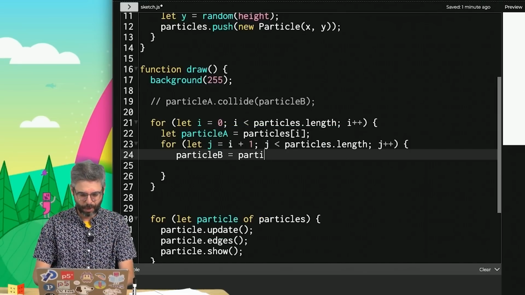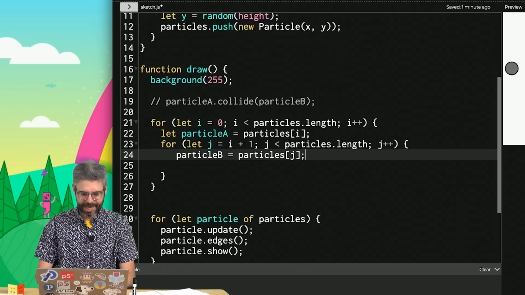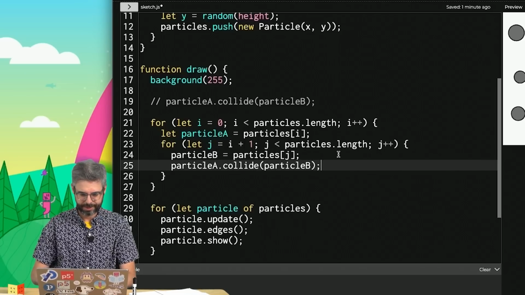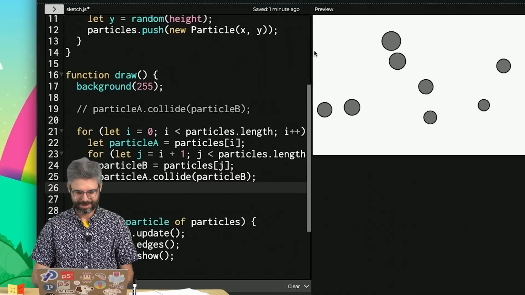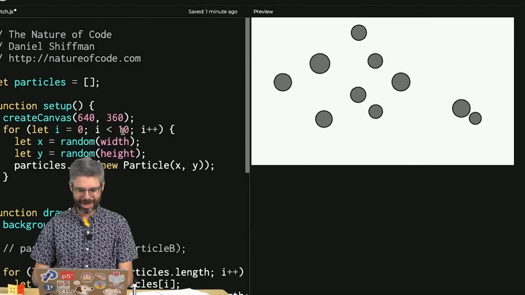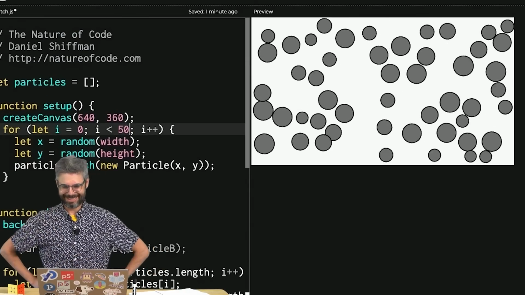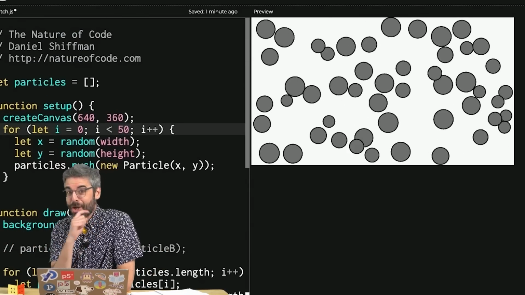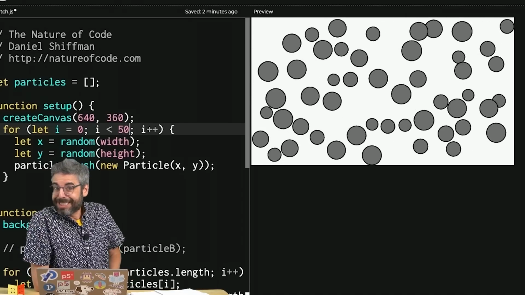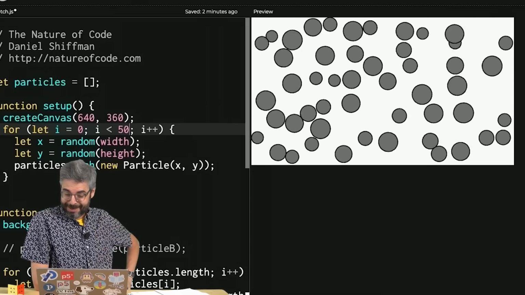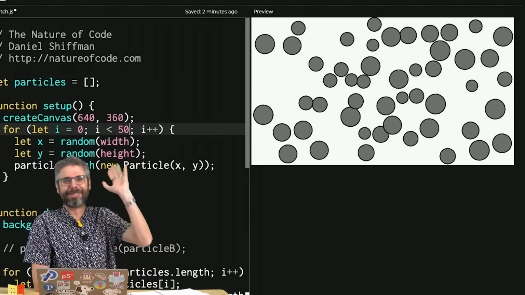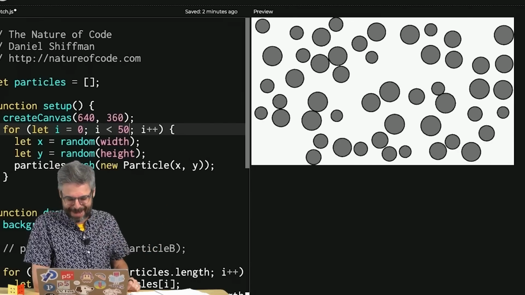Particle B is particles index J, and then I can say particle A collide particle B. Here we go. I love it already. Let's make a lot more. And there you have it. Coding challenge complete. So I'm curious to see what you might do with this. I don't have any ideas. I'm exhausted from recording this whole video. I'm sure you'll have some. Share them with me in the Passenger Showcase.